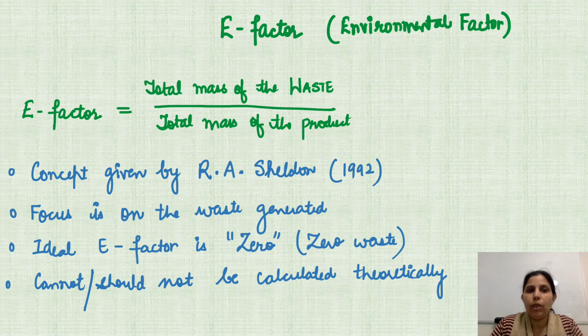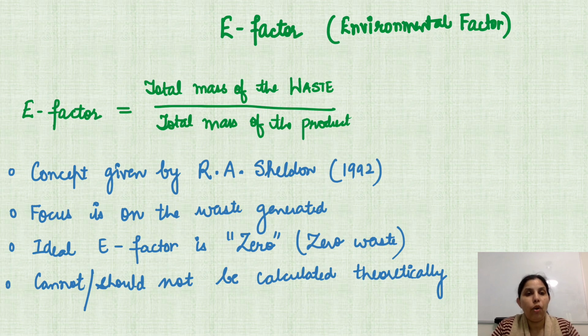This concept was given by Roger Sheldon in 1992, and it is defined as the total mass of the waste divided by the total mass of the product. E-factor actually stands for environmental factor. So it is related to the environmental impact of any chemical reaction, which comes in the form of the waste that is generated during a process. So here the focus is on the waste that is generated.